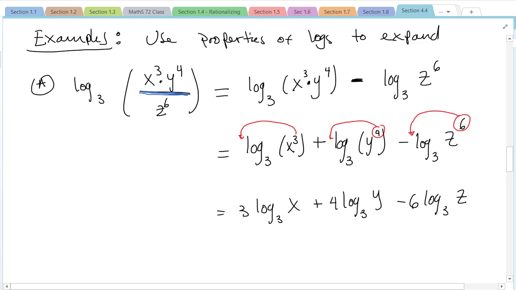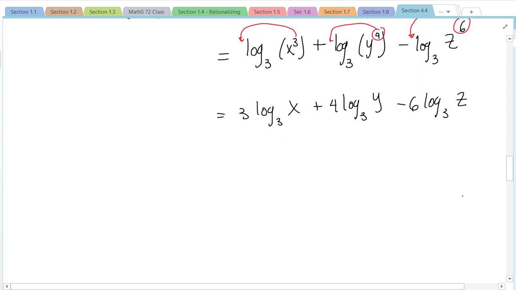And so now, have I completed expanding? How do you know if you've completed expanding? Well, are there any multiplications, divisions, or exponents? No. So that's as far as I can go. So let's try another example.